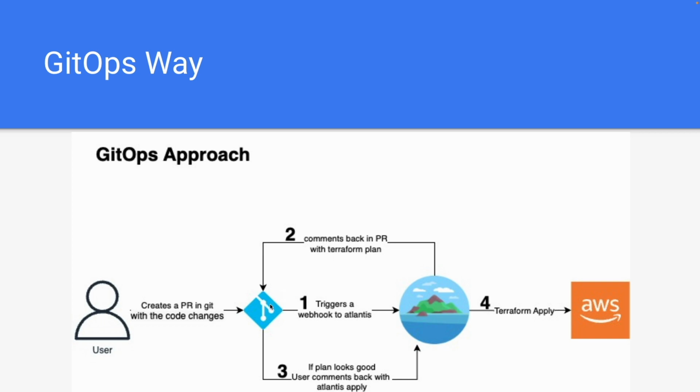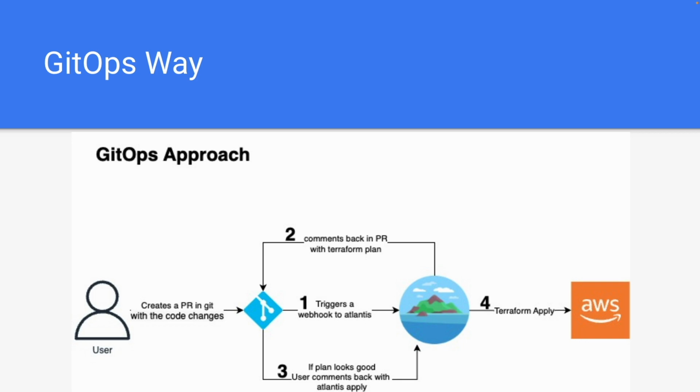Terraform plan. Now I can review that Terraform plan by myself, or maybe I can get it reviewed by my peers also. And after reviewing, if everything looks good, then I will instruct Atlantis to apply that plan. And then finally Atlantis will apply the plan and things will get created on cloud. This is the GitOps way, or Atlantis way, of running Terraform.